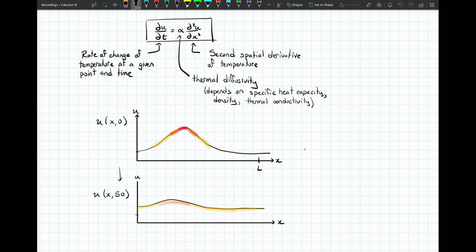The actual solution would be something of the form u of x comma t equals an expression involving x's and t's. And then we could simply plug in any value of x we want and any value of t we want and figure out the temperature at that point and time. But like I say, that's a little bit beyond the scope of this video.